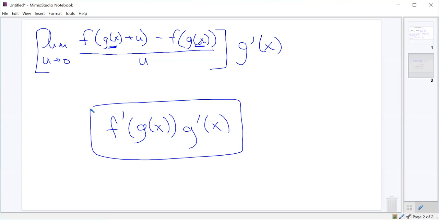And that's the chain rule. Chain rule says if you're looking for the derivative of f of g of x, it's the derivative of f evaluated at g of x times the derivative of g. And this will allow us to expand the number of functions that we're able to take the derivative of, because most derivatives require us to use the chain rule.